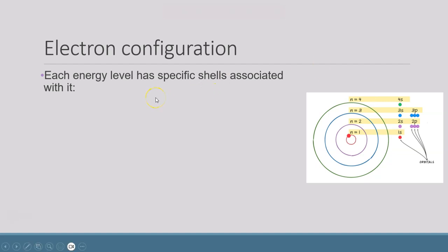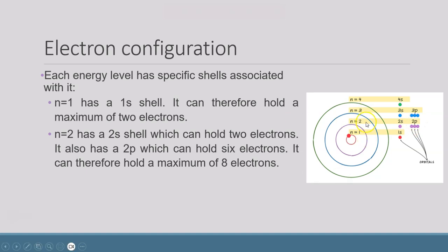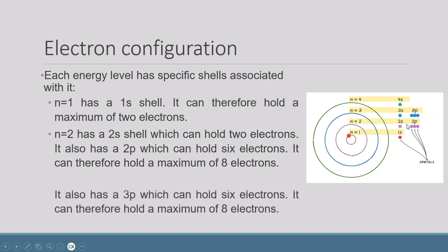Right, so let's go through that again. Each energy level has specific shells associated with it. N equals 1 has a 1s shell and it can hold a maximum of 2 electrons. N equals 2 has a 2s shell, which can hold 2 electrons, and a 2p shell, which can hold 6 electrons, meaning a total of 8 electrons. N equals 3 has an S and a P shell. The S shell can hold 2, the P shell can hold 6, meaning that it can hold a total of 8 electrons.